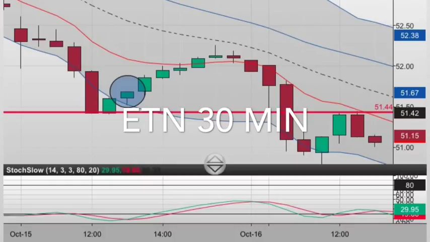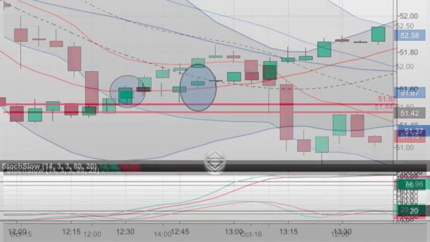It settled at around 52.10 to end the day, so that was around 50 to 60 cents of gains. So it was a good entry for the position. From the point of entry until the end of the day, I was up around 1% on the trade.